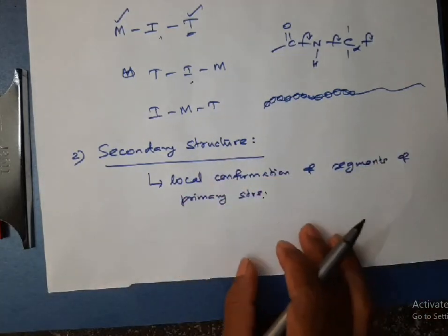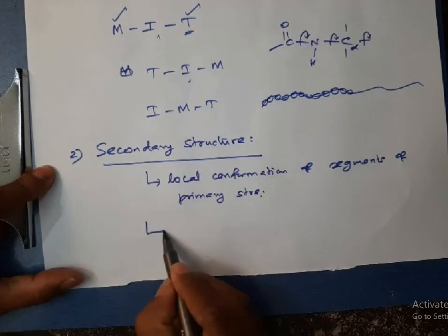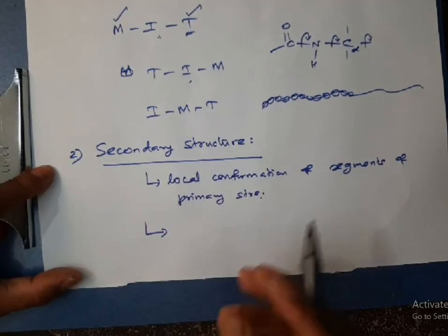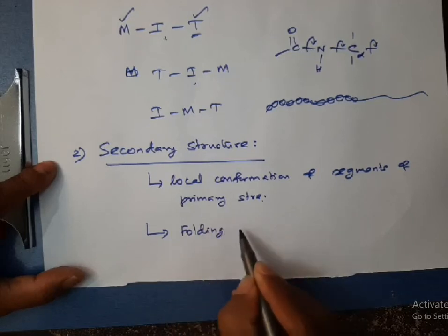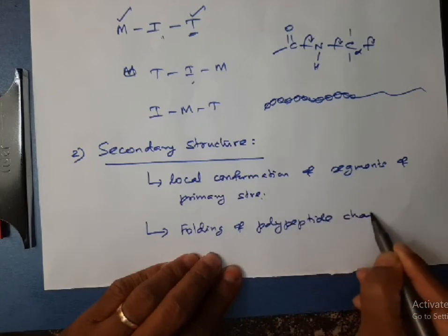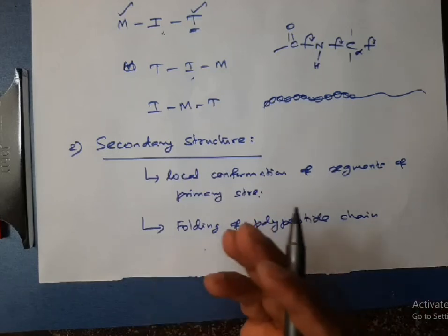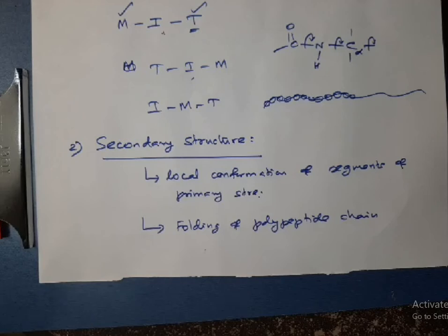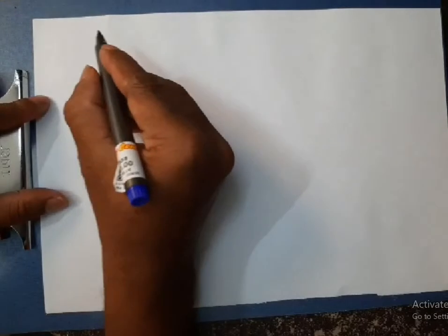It tells you how the single polypeptide chain actually exists. Or I can say in the other way, secondary structure refers to the folding of the primary structure of protein, the folding of the polypeptide chain. How the polypeptide chain folds. It folds in two ways. Usually, if you take different proteins, the polypeptide chain folds in two ways. What are the two ways in which the polypeptide chain usually folds? It is called secondary structure.